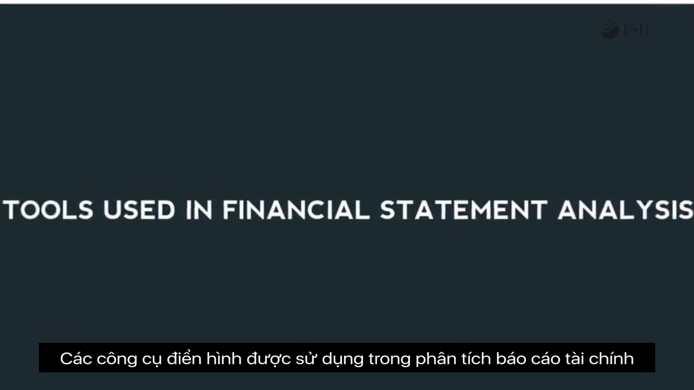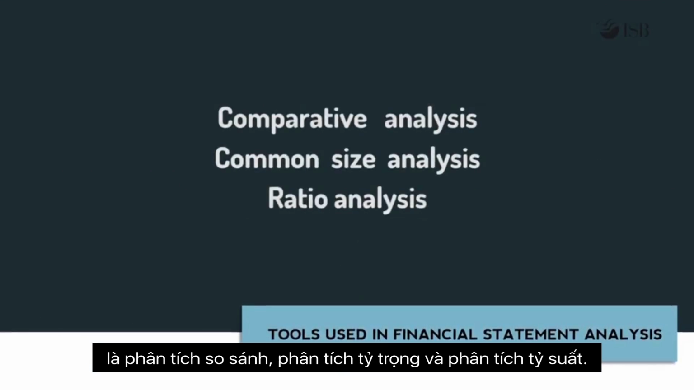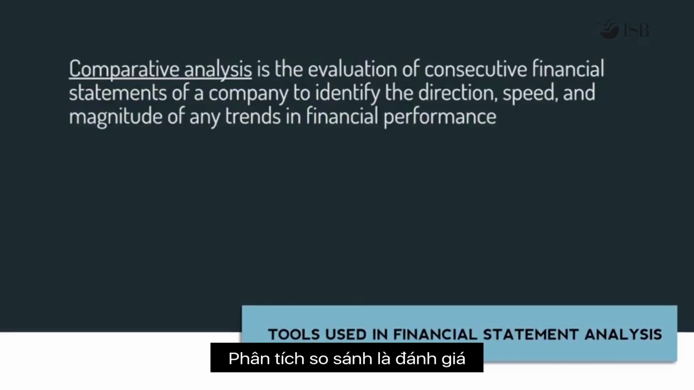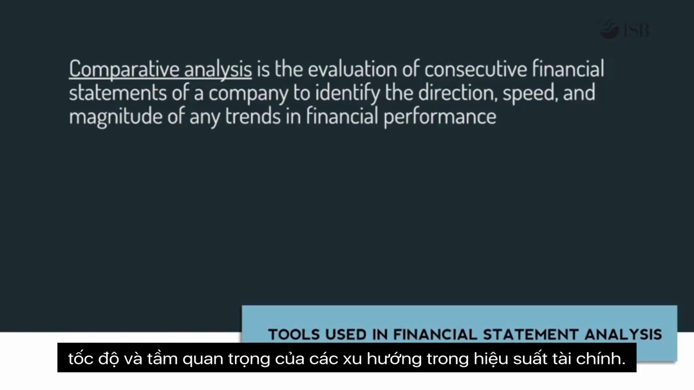The typical tools used in financial statement analysis are comparative analysis, common size analysis, and ratio analysis. Comparative analysis is the evaluation of consecutive financial statements of a company to identify the direction, speed, and magnitude of any trends in financial performance.